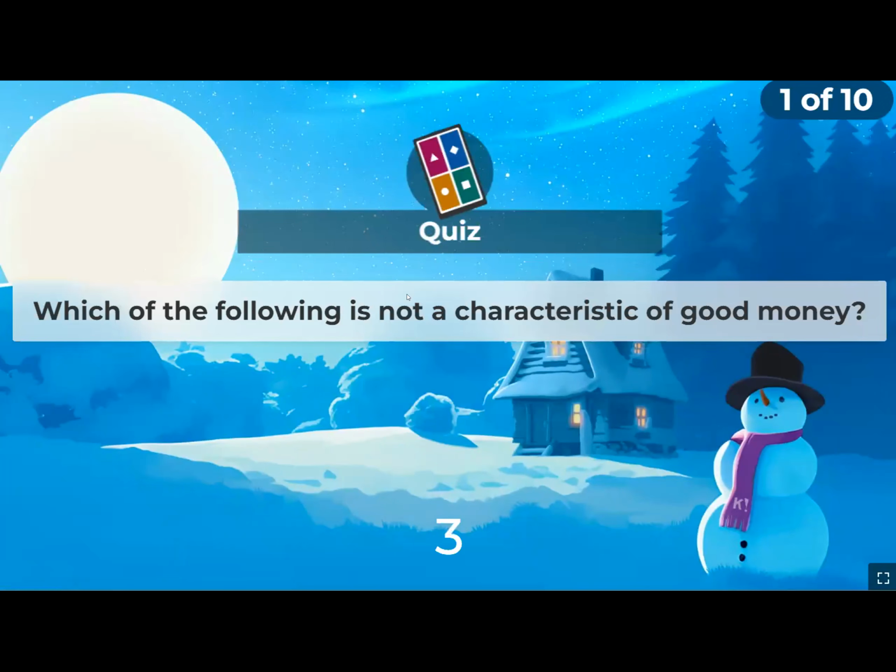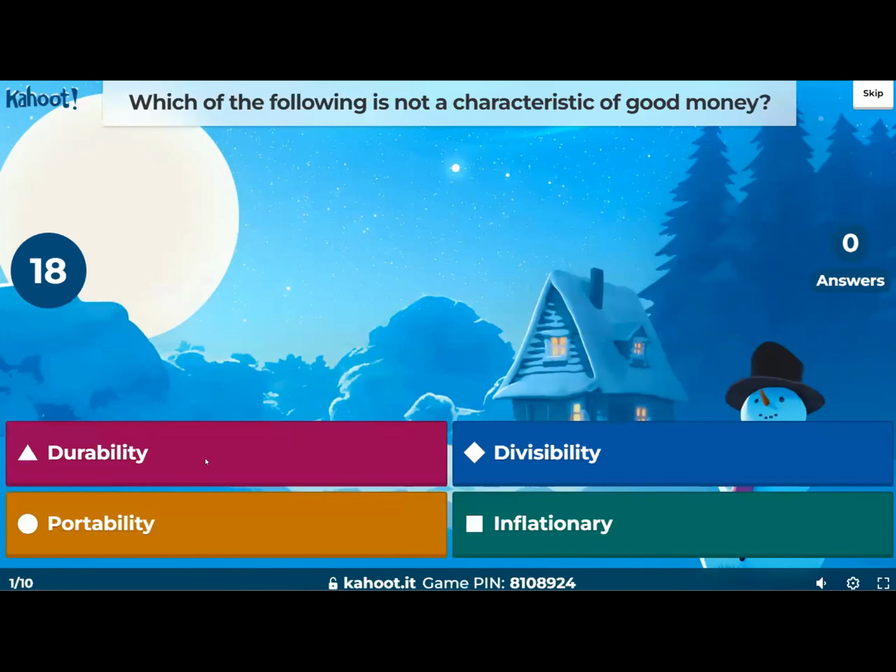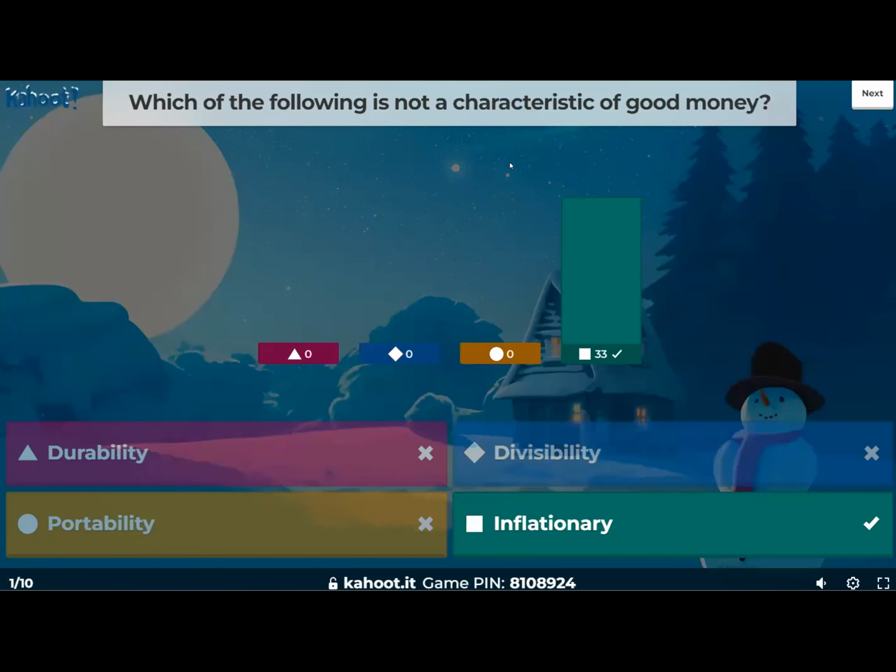Which of the following is not a characteristic of good money? Durability, divisibility, portability, inflationary. Not a characteristic of good money. It's the very first thing that we learn. The faster you answer, the more points you get. Wow, okay, everyone got it correct. Nice. Inflation, that's not a characteristic. All the others were characteristics.